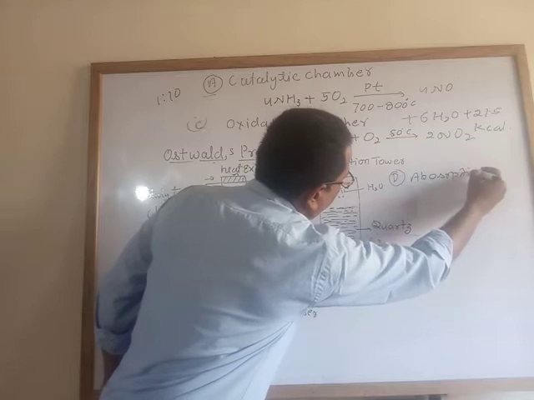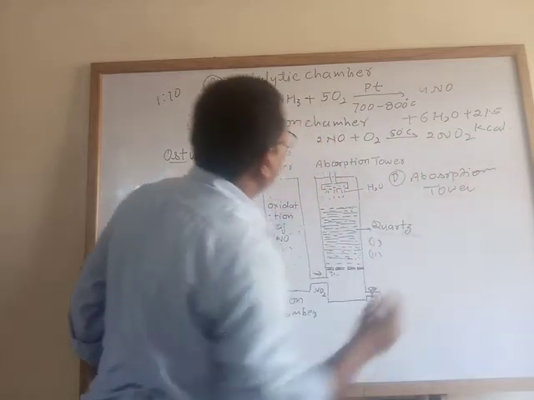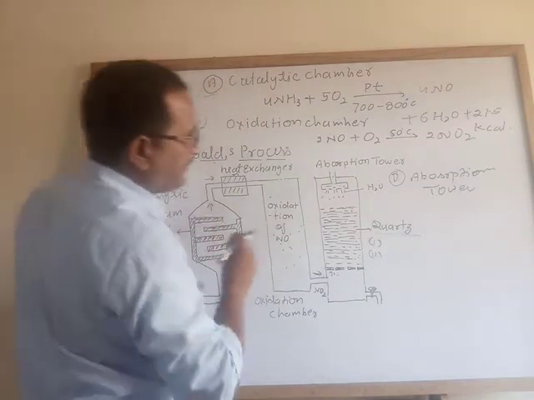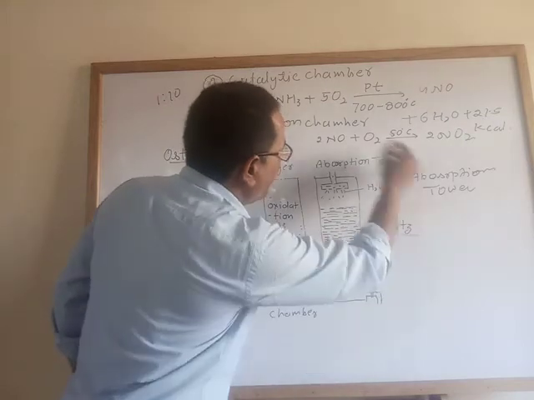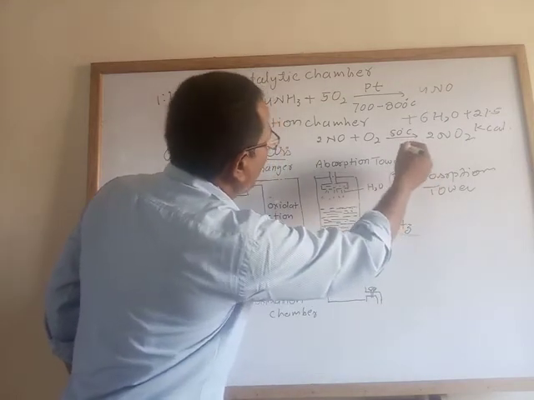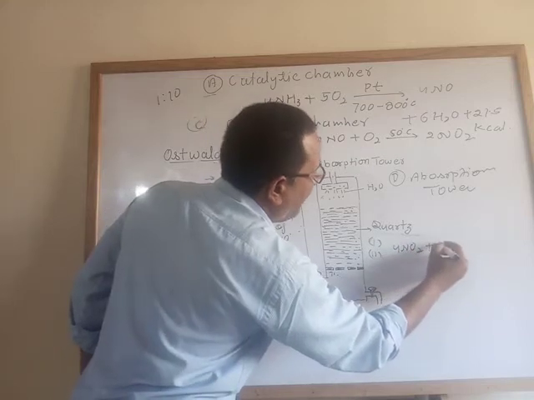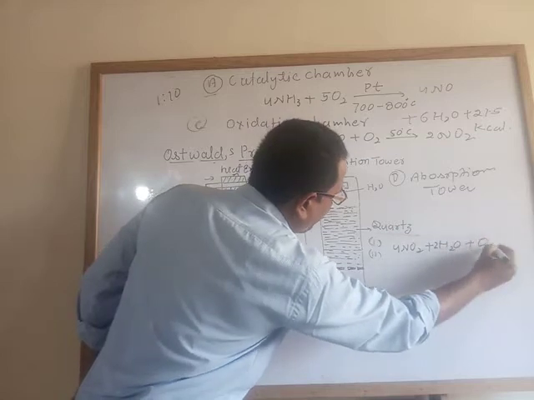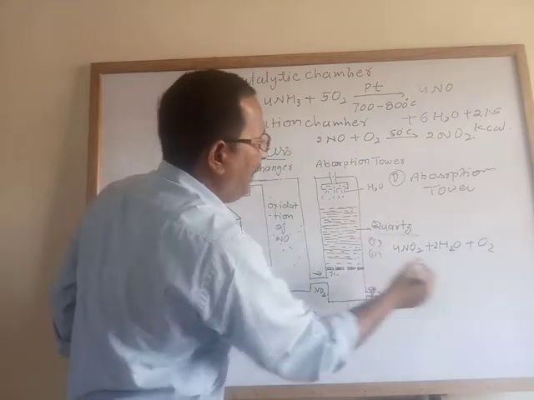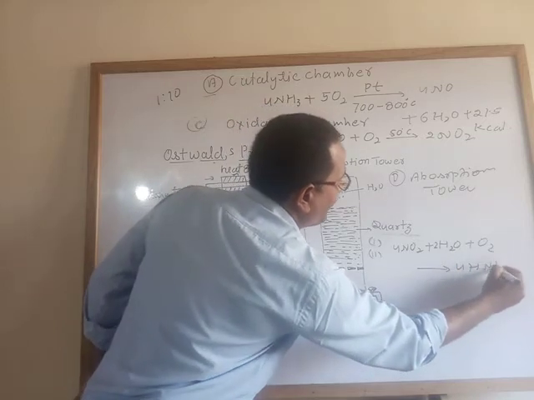Absorption tower. See the reaction. I am going to write the reaction here. What happened? This nitrogen dioxide reacts with water and oxygen, then nitric acid is formed.